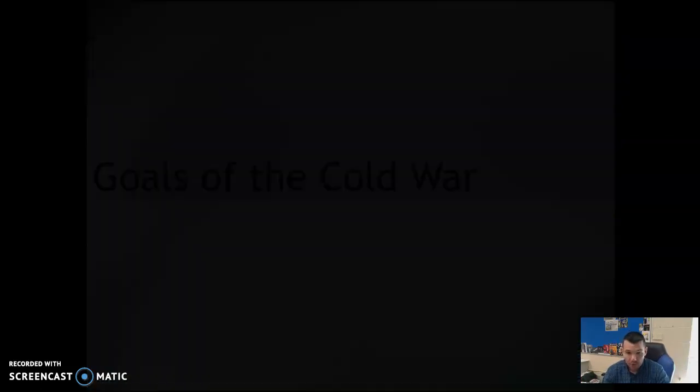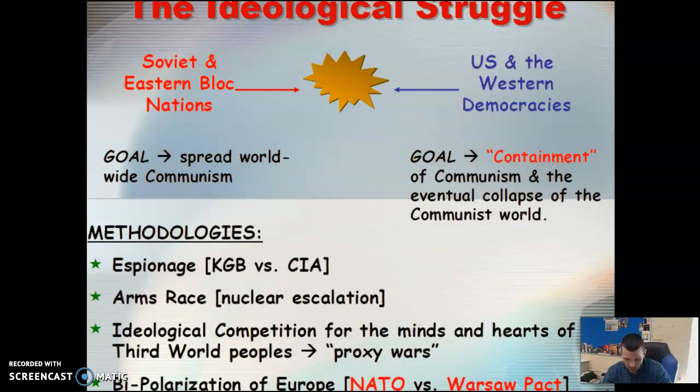Now, goals of the Cold War. For the Soviets, what you should copy down is the Eastern Bloc nations. We'll talk about that a bit today and tomorrow, but we already discussed this yesterday. It was those countries that bordered the Soviet Union, so Poland, Romania. Those are the nations they wanted to control. Those are the Eastern Bloc nations. Their goal, fill in: spread worldwide communism.